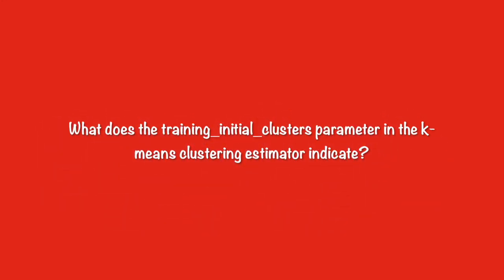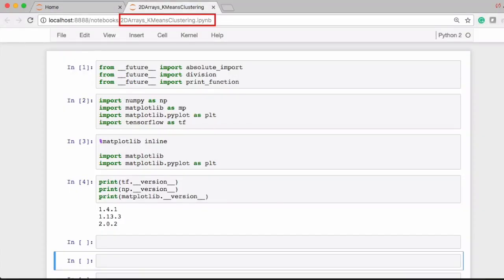When you observe the parameters of the k-means clustering estimator, you'll notice a parameter called training initial clusters. What does that mean and what does that indicate? In this demo, we'll see how you can perform k-means clustering using the TensorFlow library.